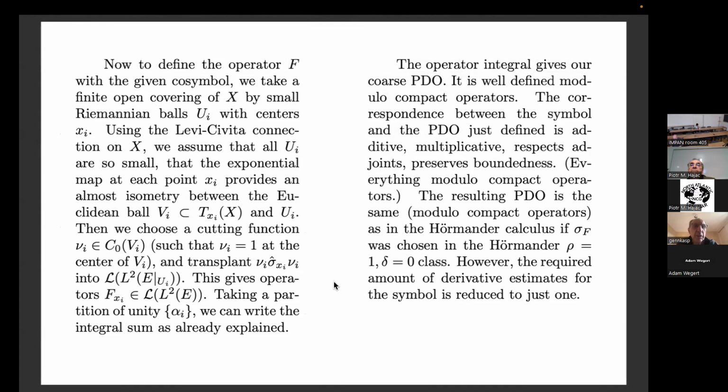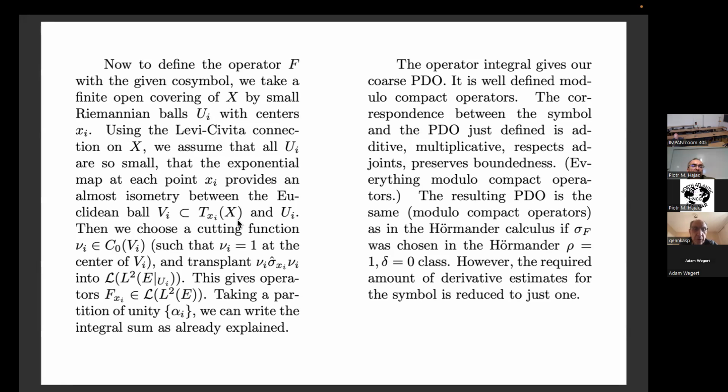And now the way to define the operator with the given co-symbol is to take a finite covering of X by such small Riemannian balls that, if you take the corresponding Euclidean balls, which correspond to these balls via the exponential map. The exponential map gives you the correspondence between this Euclidean ball and the Riemannian ball U_i. In the tangent space, you have the co-symbol.